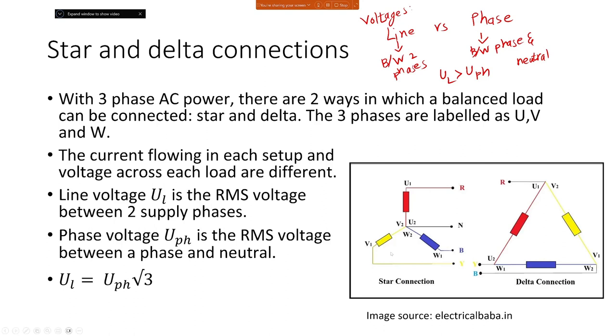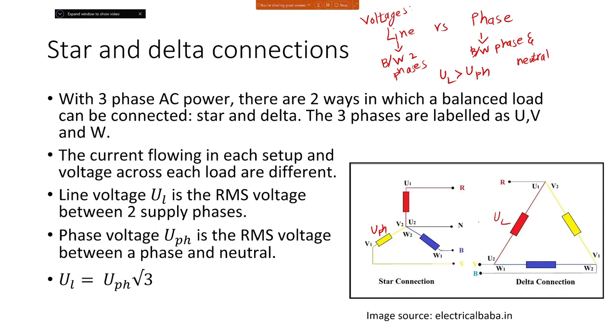So let us look at this resistor here. Here it is just getting the phase voltage because it is connected directly to live and then it's going to the neutral. So between live and neutral, phase voltage. But look at this, let's consider resistive loads for now. This resistor is connected between one live wire and another live wire, so it is getting UL.